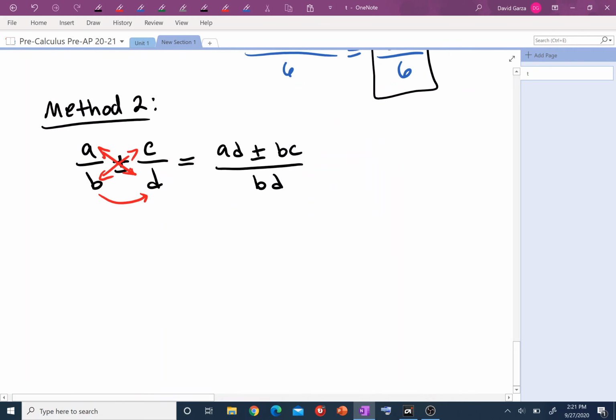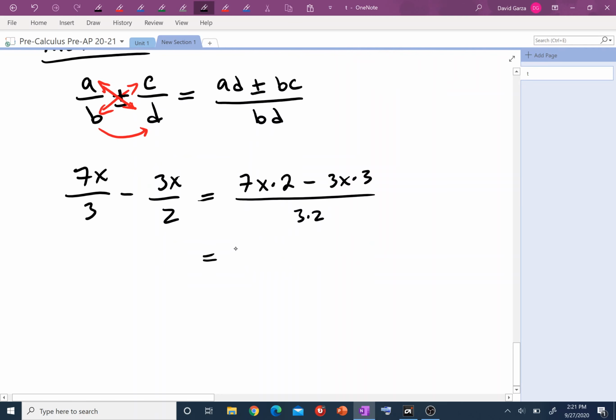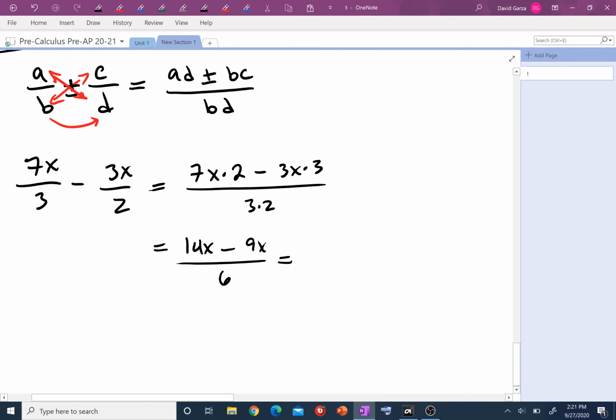Alright, so let's do the same exact problem, but we're going to rewrite it and see if it works out a little bit easier in this case. According to this method, I have 7x times 2 minus 3x times 3, divided by 3 times 2. So 7 times 2, that's 14x, minus 3 times 3, that's 9x. In this case, 3 times 2 is 6. Then I have 14 minus 9, that is going to be 5x at the top, divided by 6.